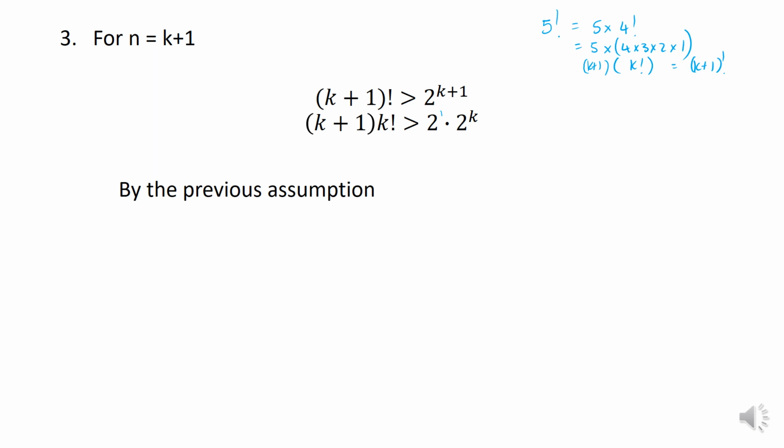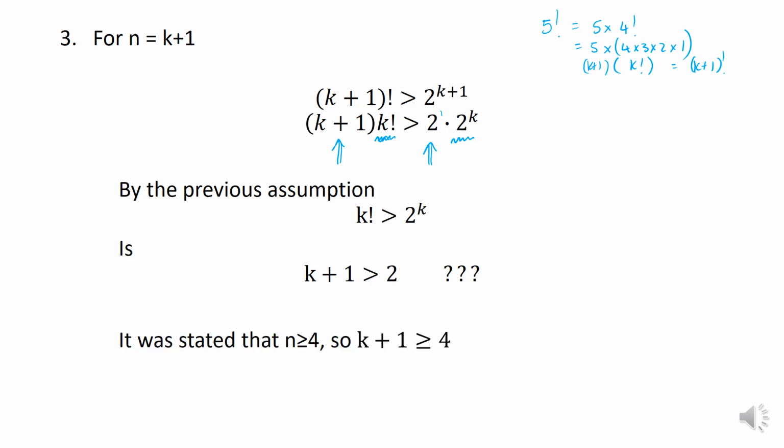Okay, now by our previous assumption, we have already said that k factorial, so this one I'm marking here, is greater than 2 to the power of k. We've already shown that. And now we have to ask about the other parts. Is k plus 1 greater than just 2? Okay, so that's what we're asking. And if we're starting with the number 4, then 4 plus 1 is definitely greater than 2. So is 5 plus 1 and so on. So therefore k plus 1 is greater than 2, and all of the left hand side should be greater than the right hand side.